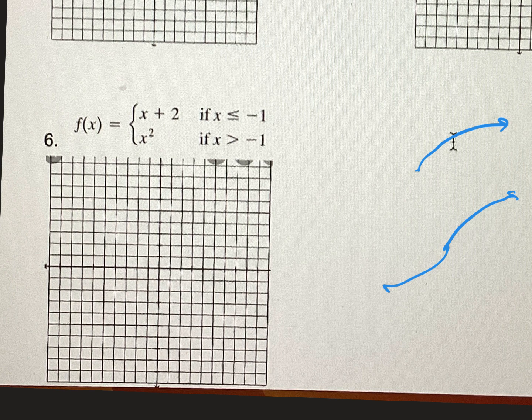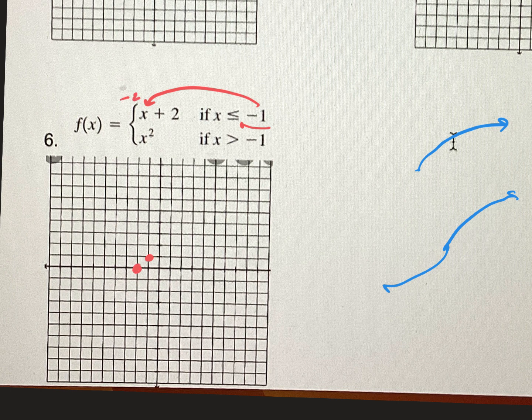The best way to go is take this number right there and plug it in. Negative 1 plus 2 is 1, so I'd go to negative 1, 1, which is right here. And now because it says less than negative 1, I'm going to go to the left. I'm going to plug in a negative 2. If I plug in a negative 2 in there, negative 2 plus 2 is 0.